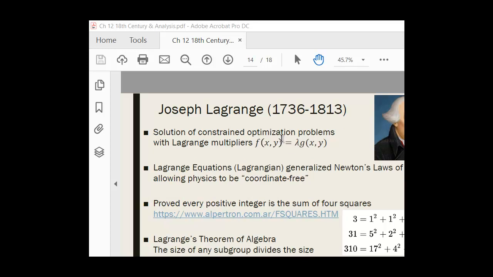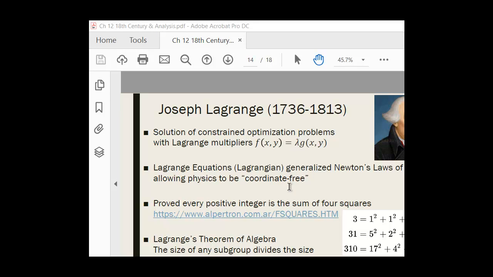Some other things that he did: in Calc 3, if you've taken that class, remember there's something called Lagrange multipliers. So if you're trying to do an optimization problem in multivariate calculus with a constraint on it, then often you write down an equation f equals lambda times g, if you remember that, and this lambda is the so-called Lagrange multiplier. This method is due to Lagrange.